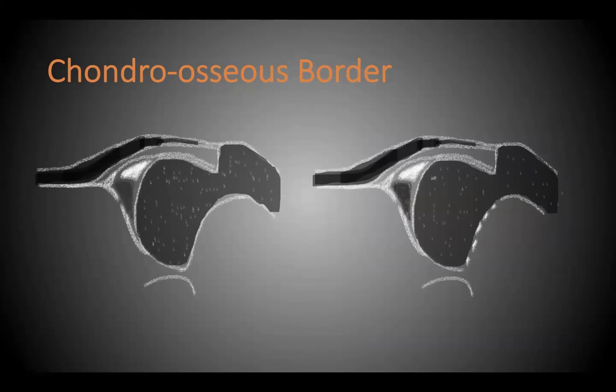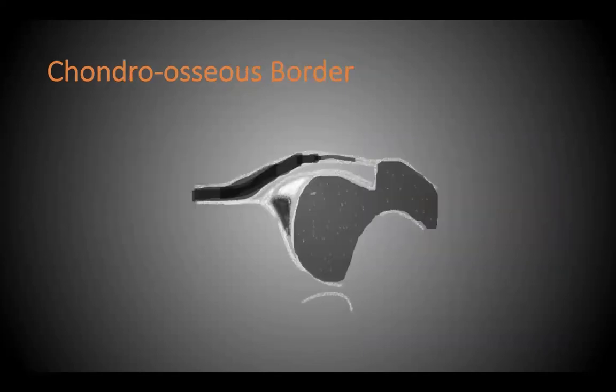And as the child's age advances, you can only see the lower part of the chondro-osseous border. Because this chondro-osseous border is ossified, the medial part of it gets hidden underneath the acoustic shadow.